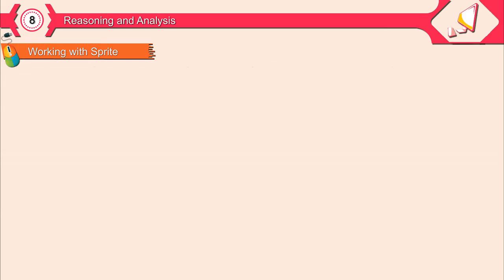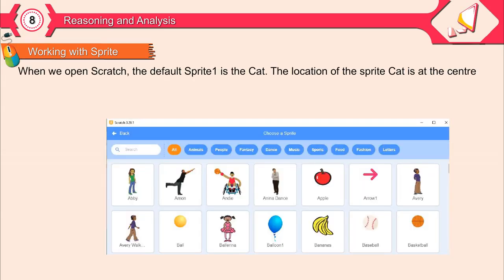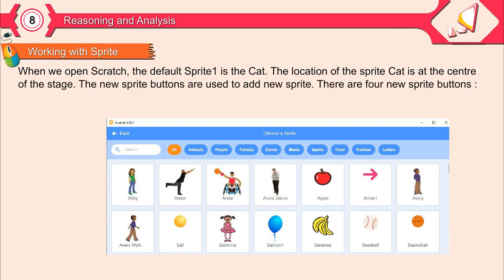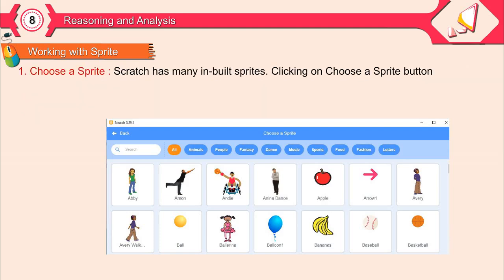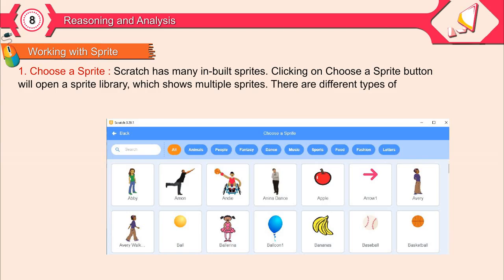Working with sprite. When we open Scratch, the default sprite 1 is the cat. The location of the sprite cat is at the center of the stage. The new sprite buttons are used to add new sprite. There are 4 new sprite buttons: Choose a sprite, paint, surprise, upload sprite. Choose a sprite. Scratch has many inbuilt sprites. Clicking on Choose a Sprite button will open a sprite library which shows multiple sprites.